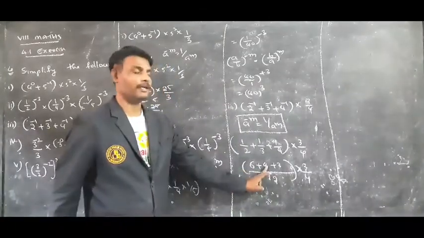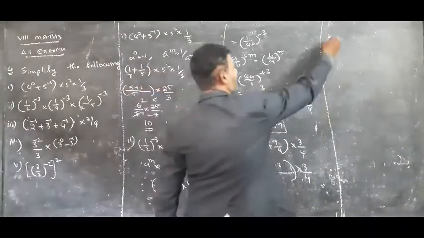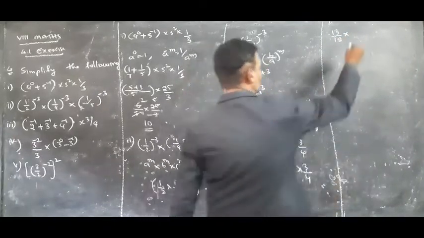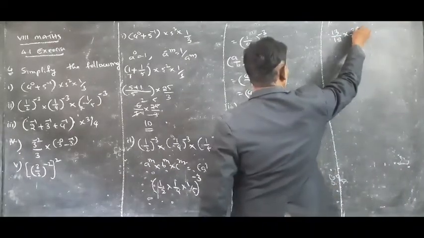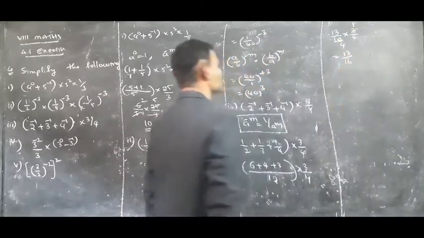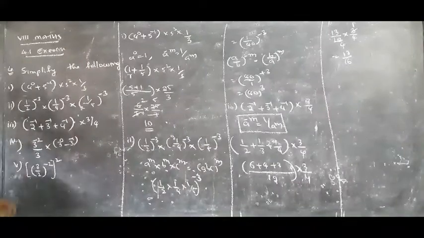6 plus 4 is 10, 10 plus 3 is 13. So 13 by 12 into 3 by 4. 3 ones are 3, 4 fours are 16. So what is the answer here? 13 by 16. Then what about the fourth question?